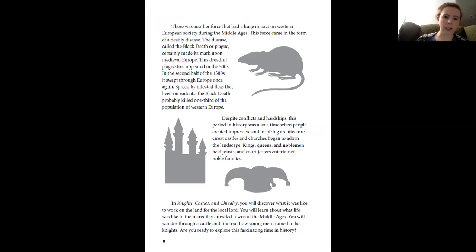We'll learn more about this in later chapters. Killed 1/3, 1 out of every 3 people of the population of Western Europe. We're finding this on page 8. So that later, if we need to come back to this, we've taken some notes. We're self-managing so that we have these little jots that we can go back to instead of having to dig through the whole text, because there's a lot of words in this text.